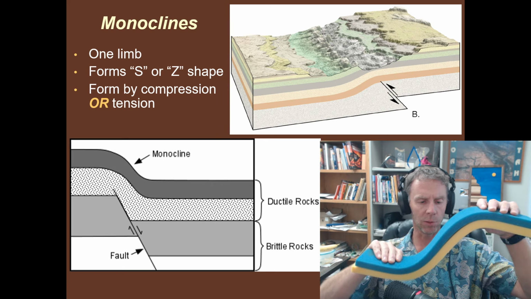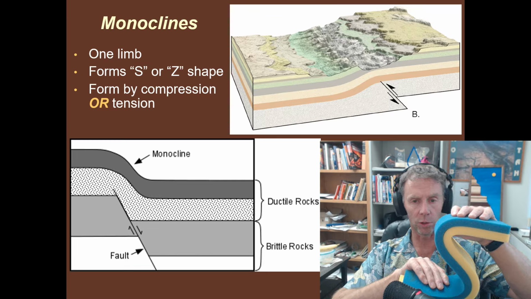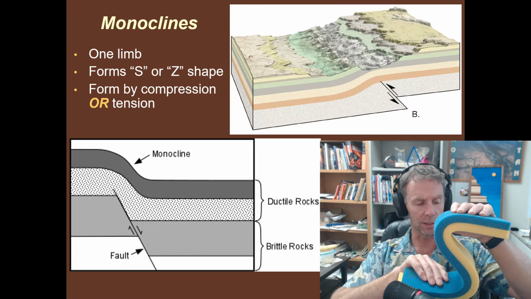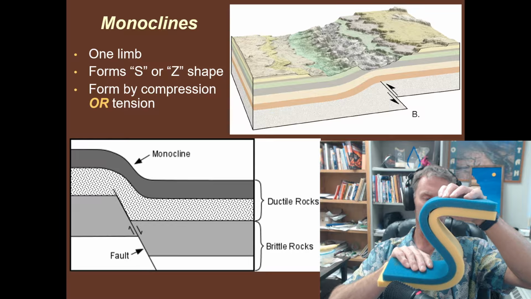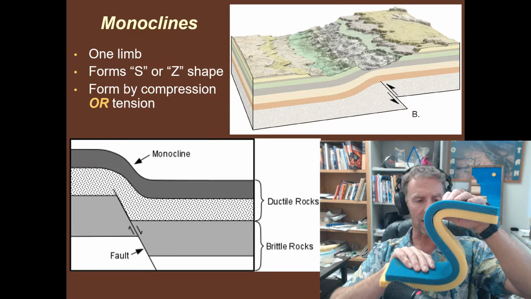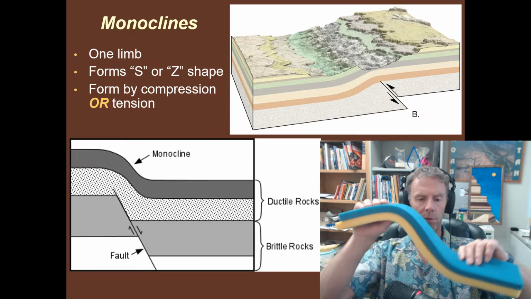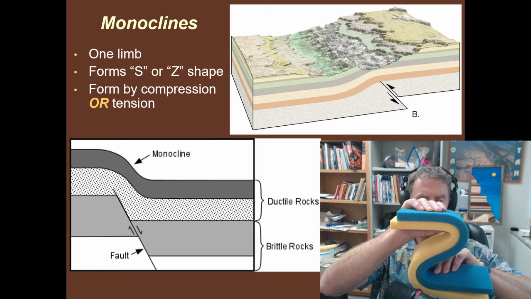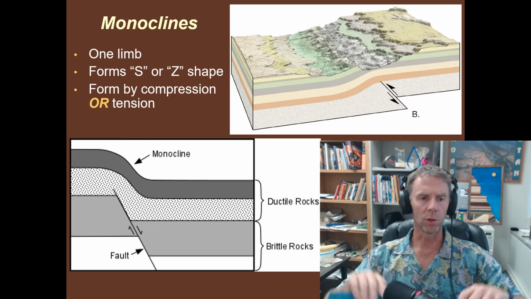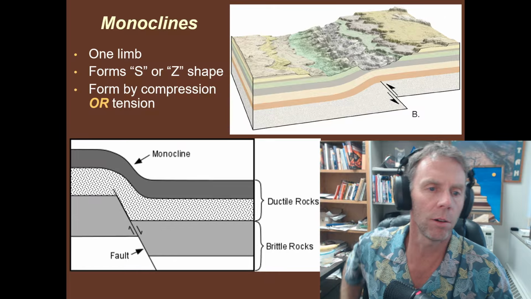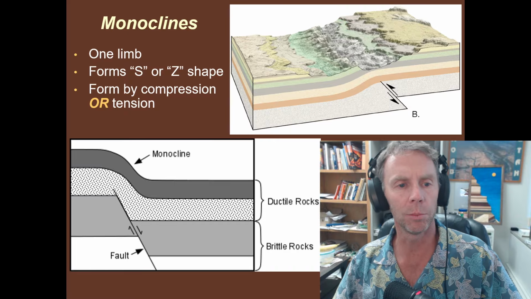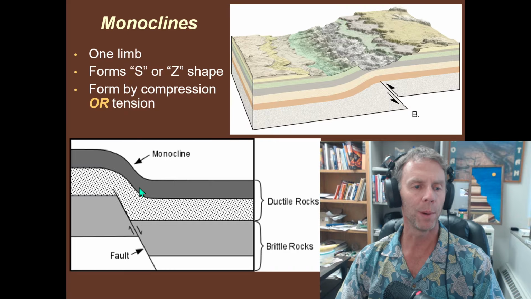And monoclines can be very broad and quite gentle, like this one here, or you can make them much more extreme. And at this point, as we sort of rotate that limb past vertical, now we do have overturned rocks in this case. And depending on which side you're looking at, this might look like a Z or an S, depending on which side you look at it from. If I go the other way, it's going to look like the opposite letter, S or Z. So these are monoclines. These are often formed by compression, but you can get them as well formed by tension.